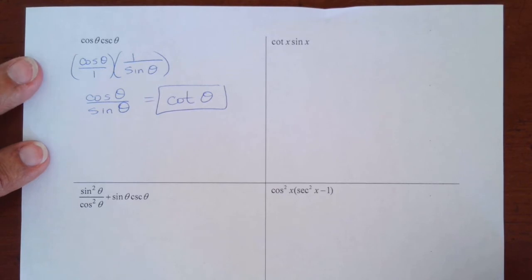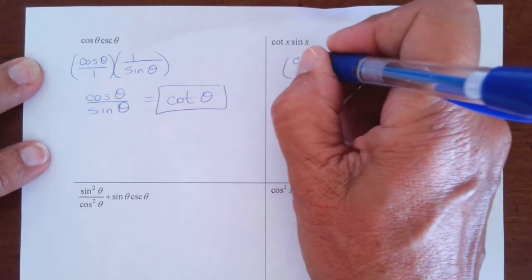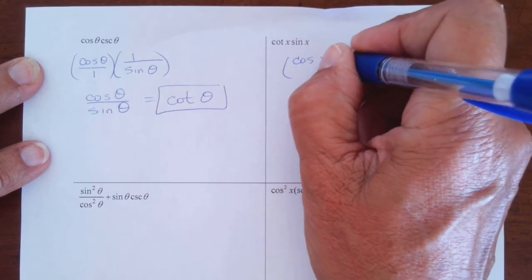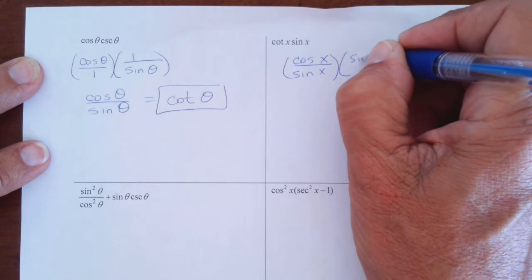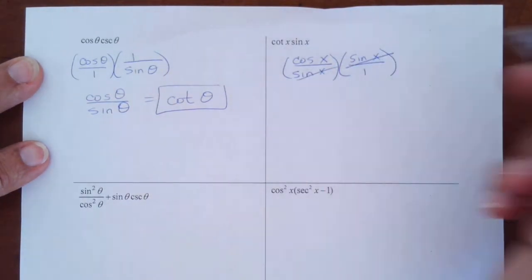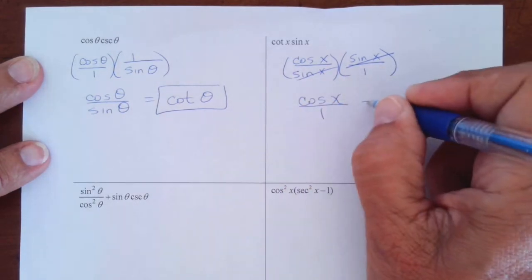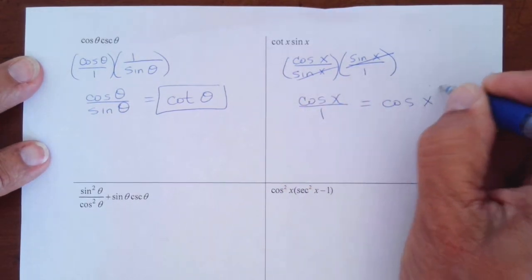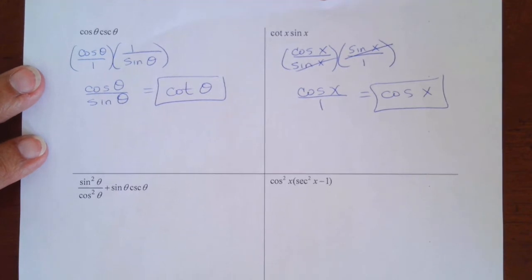Okay? All right, the next one over on the right: cotangent is cosine over sine. And then the sine of x is just sine over 1. So in this one, your sines are going to cancel, and you're just left with the cosine of x over 1, which is just the cosine of x. Okay, so these are the easy ones. We're kind of starting off slow. All right.